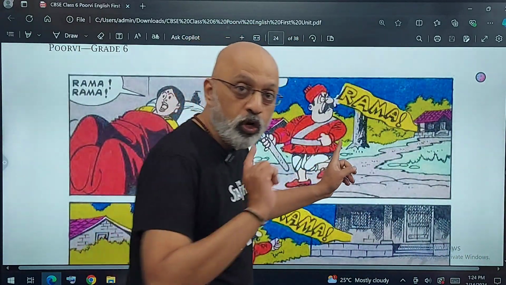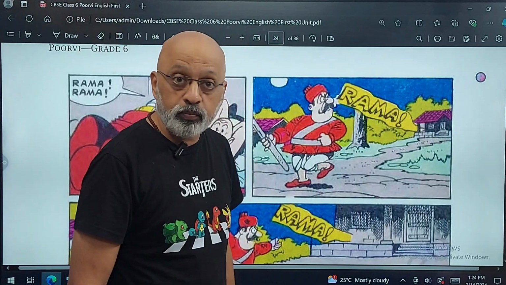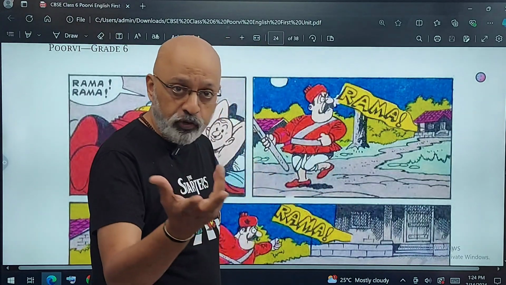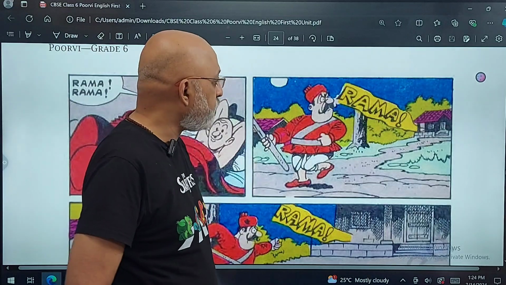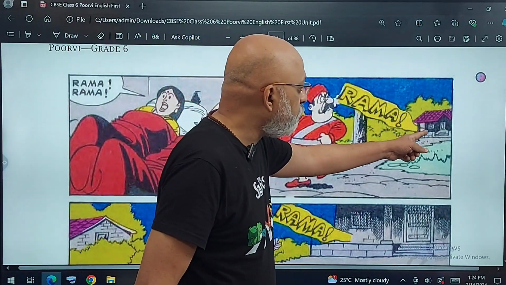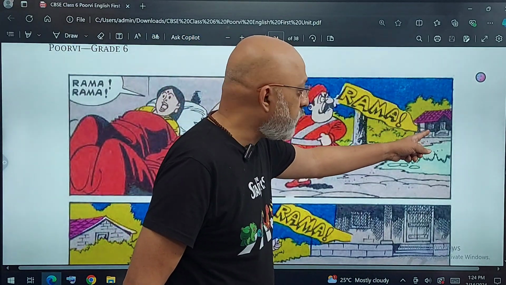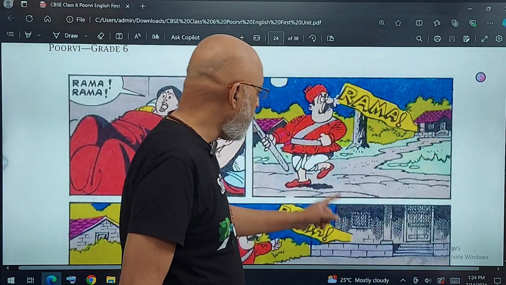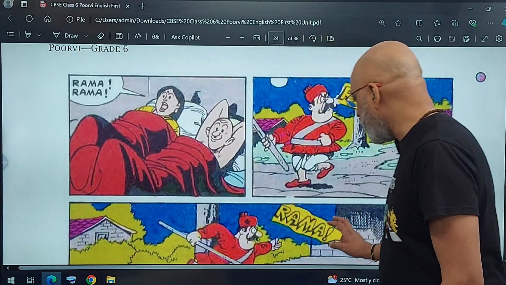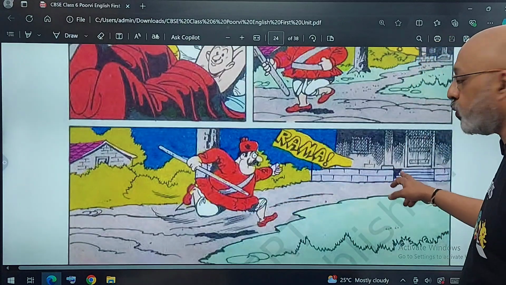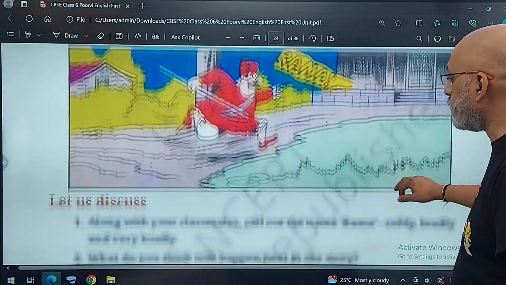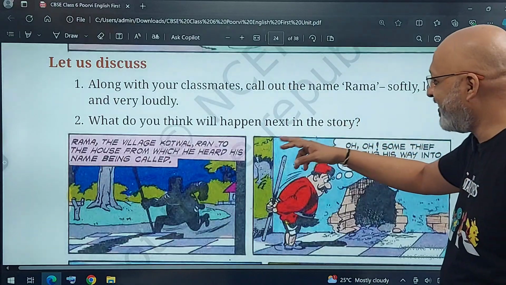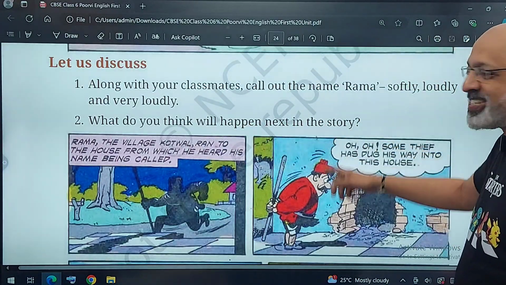The kotwal who is on his night rounds, वो होता है ना, चौकीदार घूमते रहते हैं, जागते रहो, whistle बजाते बजाते जाते रहते हैं, if you stay in one of those kind of communities. So he hears the voice Rama coming from this particular house, which is that of the husband-wife, where the person has entered by breaking the wall. And he hears the voice Rama and he runs towards the house. Along with your classmates, call out the name very loudly. What do you think will happen next in the story?